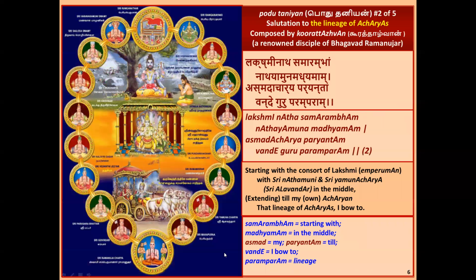Okay, the second Padutaniyan is Padutaniyan number 205. It's a salutation to the lineage of Acharyas. So we have an Acharya Parampara, and that Acharya Parampara is captured in this picture here. Unfortunately, it's shown as a loop. It's not a loop.